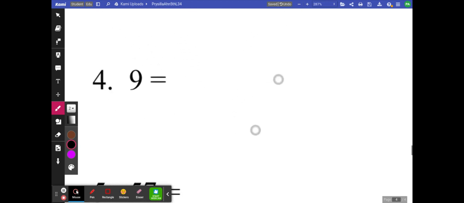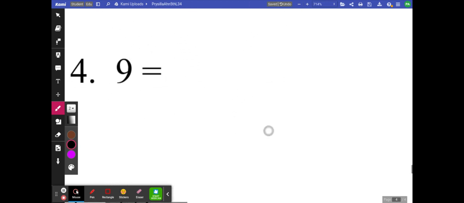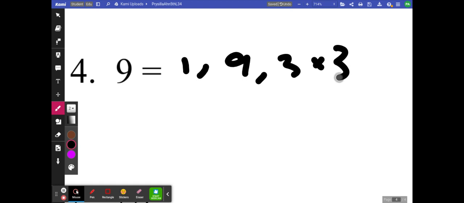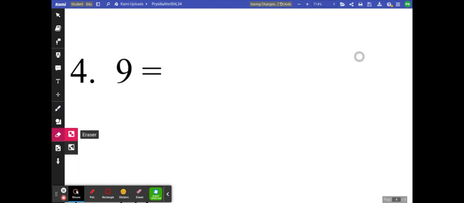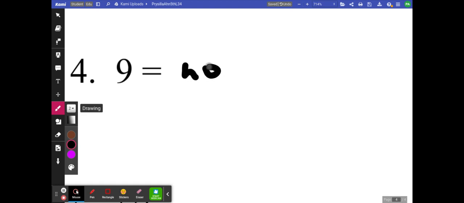However, let's look at number 4. We see 9. Okay, yes, 1 and 9 work, but we also have 3 times 3, right? So this is not a prime number. So we're just going to write no prime.